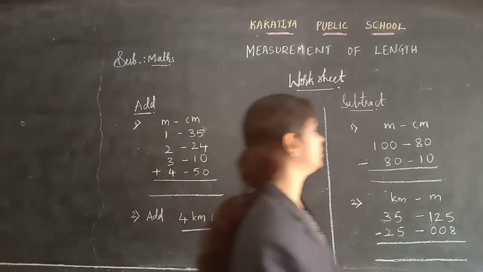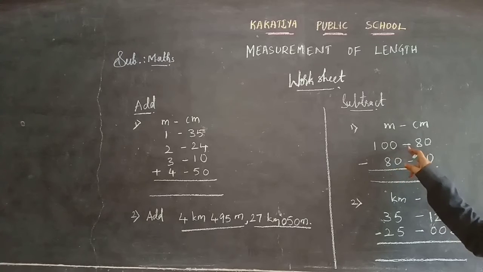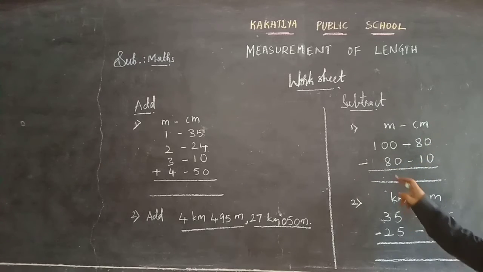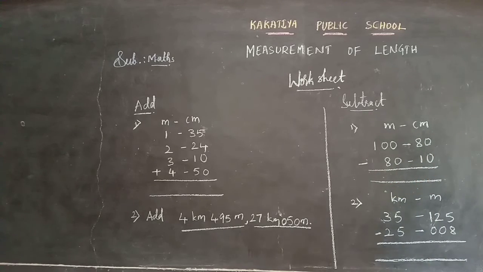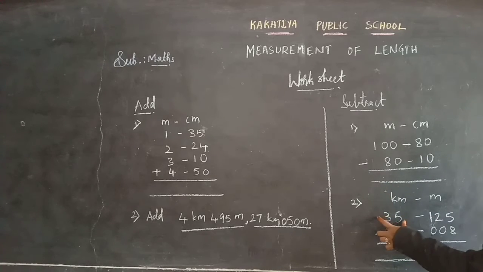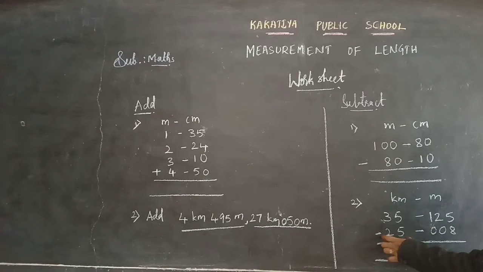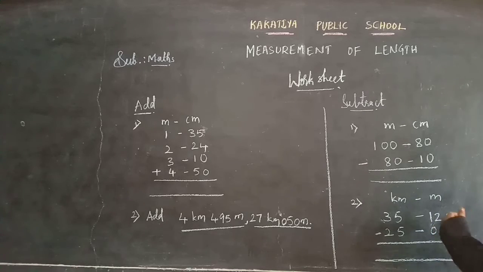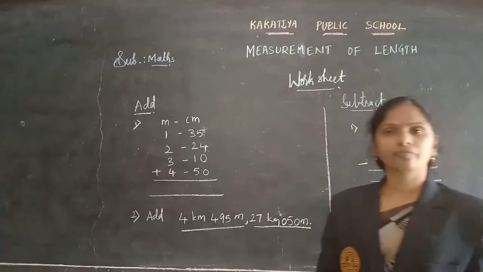Now coming to subtraction here, first number meters and centimeters. So 100 meters 80 centimeters, subtract 80 meters 10 centimeters, children. And second one kilometers and meters. First number is 35 kilometers 125 meters and second number is 25 kilometers 008 meters, children. Okay, you need to subtract from this right side, children, nothing but from the meters number, from the ones place. Okay, thank you, children.